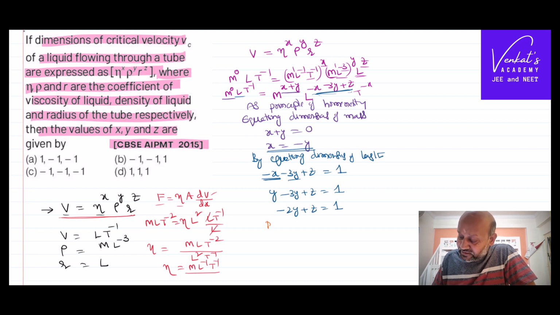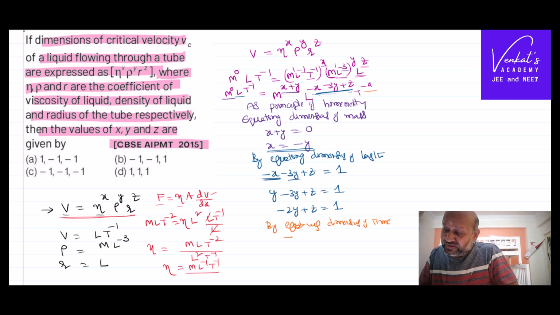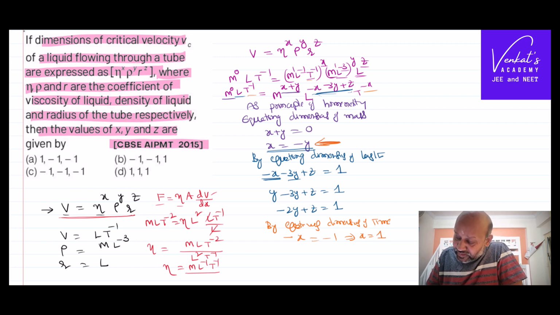And time, by equating dimensions of time. Time on the right hand side is minus x. On the left hand side, that is equal to minus 1. Minus x equal to minus 1, that implies x equal to 1. As you got x equal to 1, you will automatically get y is minus x, that is equal to minus 1. I got the values of both x and y.